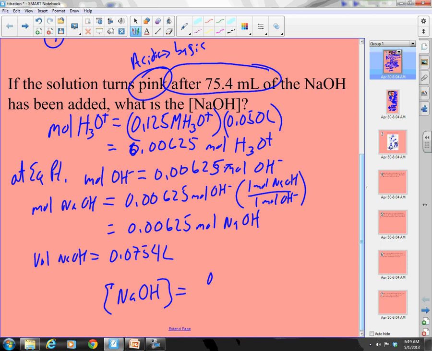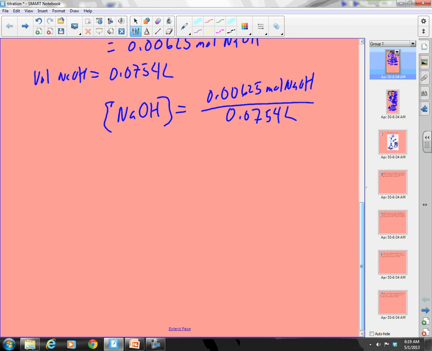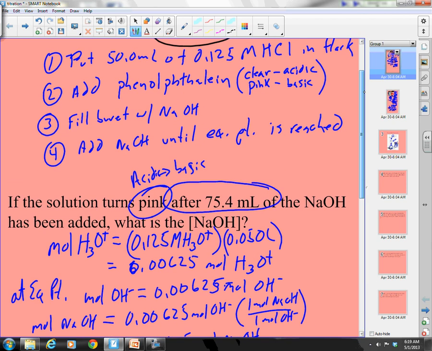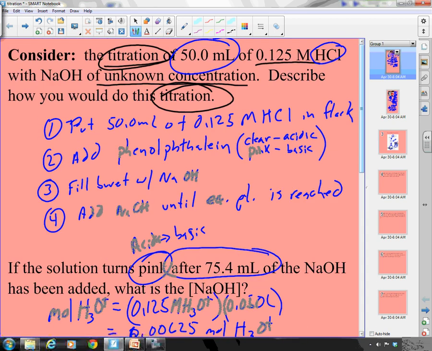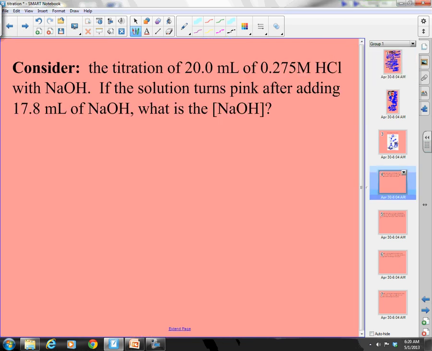Good. So then, how do I get the concentration of NaOH? Take my moles of NaOH, 0.00625 moles of NaOH divided by the volume of NaOH, 0.0754 liters. And it looks to me like I have 0.0829 molar NaOH. Got it? It's a piece of cake. Cool. Let's make sure I did this right real carefully. Yep, when I check my numbers, that's exactly the correct answer. Good. You guys try this one. Bring me back when you're ready.